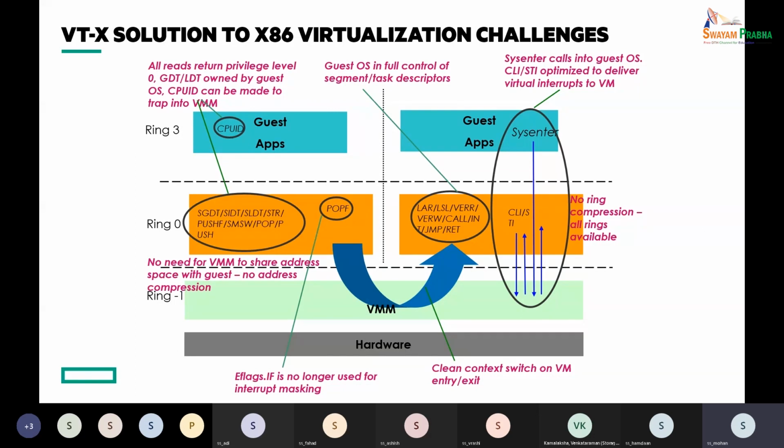Yeah, and there's a clean context switch on VM entry and exit, because it goes from non-root mode to the root mode when it switches to the VMM. So it solved all the problems which were there. I think it basically made the x86 architecture virtualizable and allowed the trap and emulate kind of architecture which Goldberg and Popek were looking for.